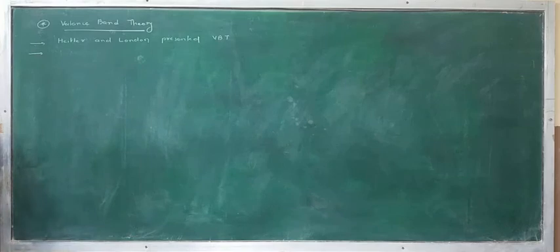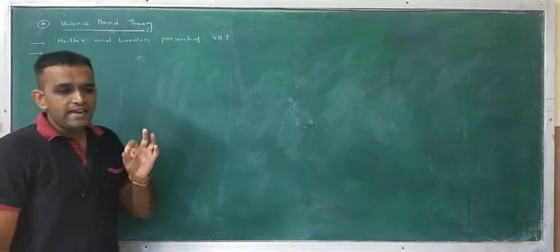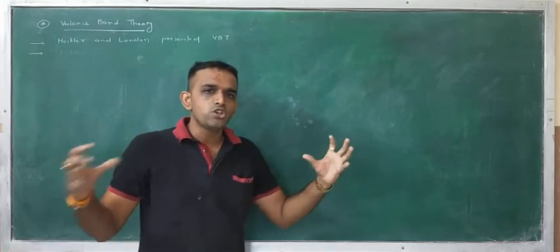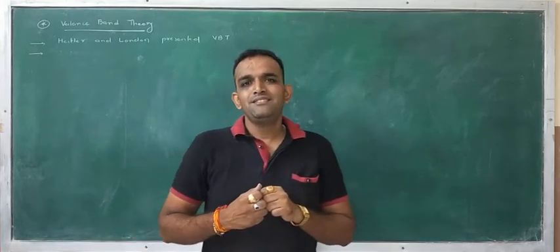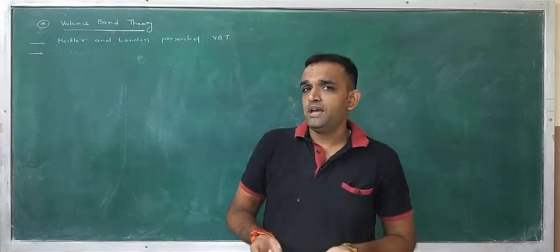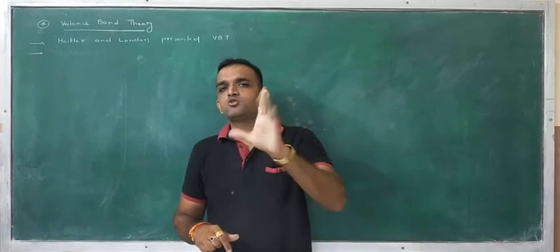What is there in the valence bond theory? According to this theory, when half-filled atomic orbitals come close to each other, the orbitals overlap and form a bond. That bond is said to be the covalent bond.